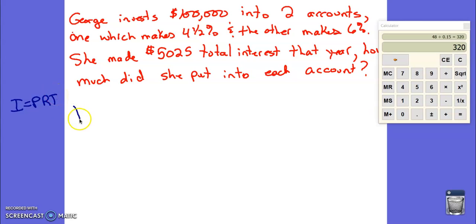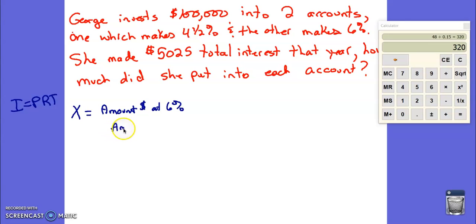We're also going to just randomly pick. It doesn't really make a difference, but I'm going to say we're trying to find out how much she put into each account. So we're going to actually say the 6% is how much she invested. So X equals the amount of money at 6%. So that's what X represents. So again, there's 2 accounts. If you want to say X and Y or something like that, you can. We just know that there are 2 accounts.